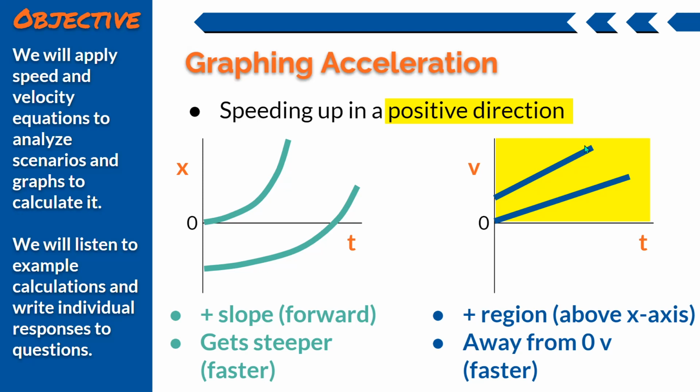I don't have to start at 0. Okay, the graph could be plotted anywhere, depending on the scenario. All right, so again, this means that I have positive velocity and positive acceleration. Again, I know my velocity is positive because I'm in the positive direction. I know my acceleration is positive because I'm speeding up. That means they have to have the same sign.